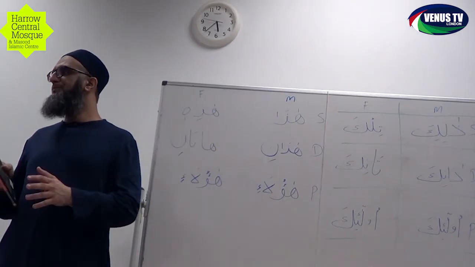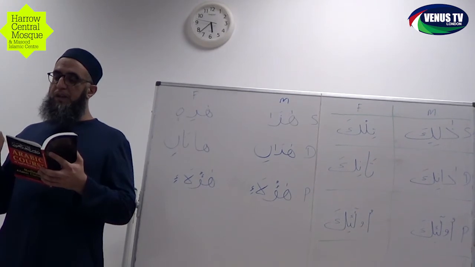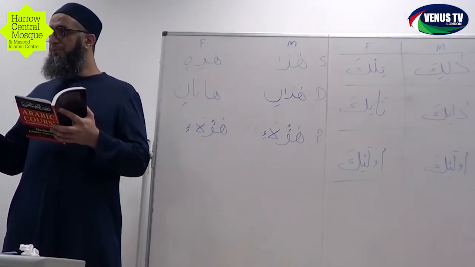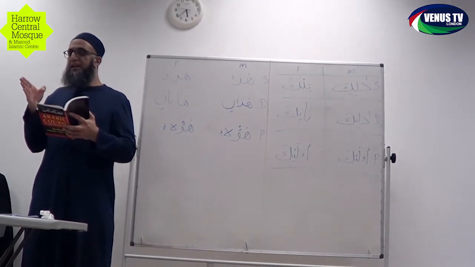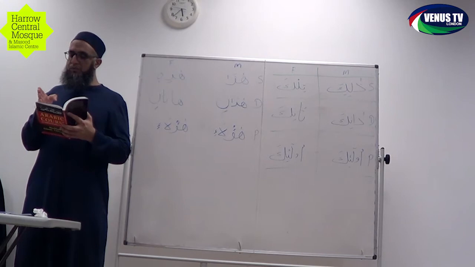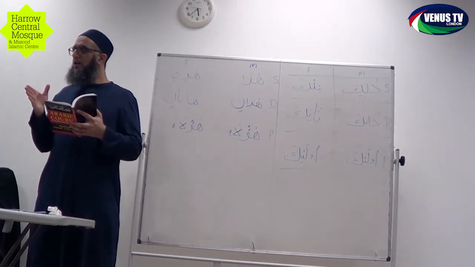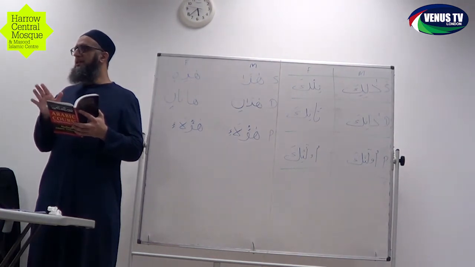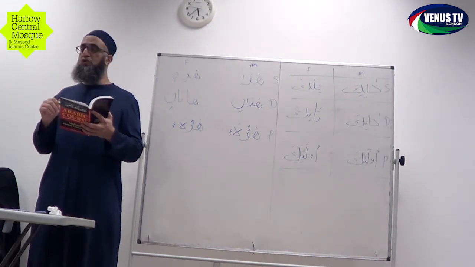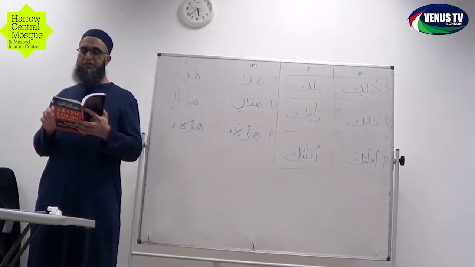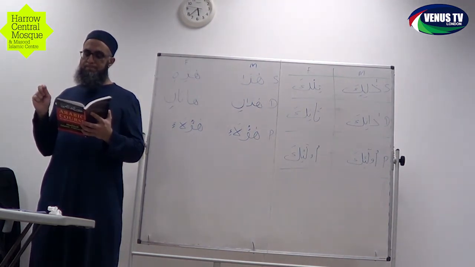That's the basic rule. So, in Ad-Dars al-Thalith, you can see that we have Baytun, and straight after Baytun is Al-Baytu. And then Kitabun, Al-Kitabu. Qalamun, Al-Qalamu. Jamalun, Al-Jamalu. That's the rule. That's what this lesson is about. Sorry, we're on page 14. Page 14, Ad-Dars al-Thalith.